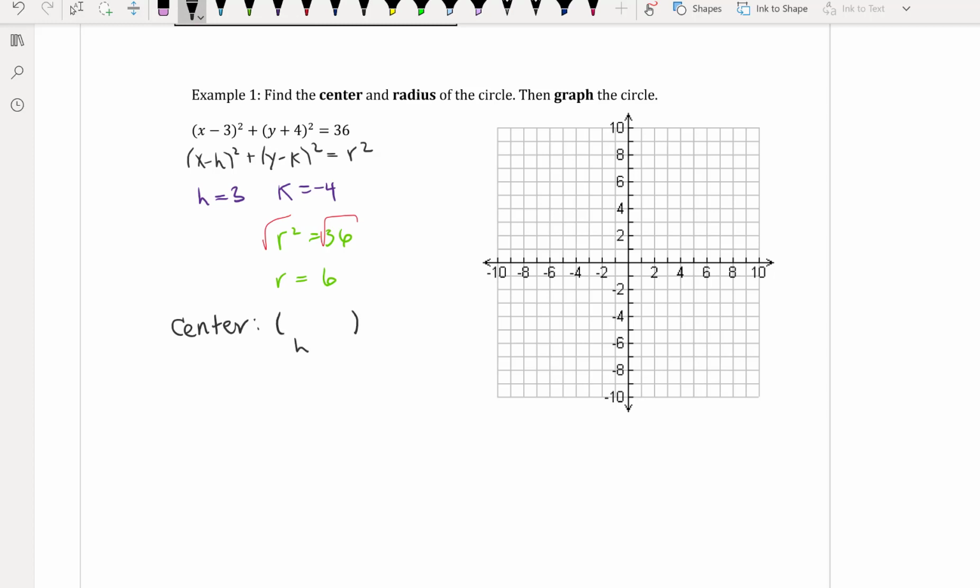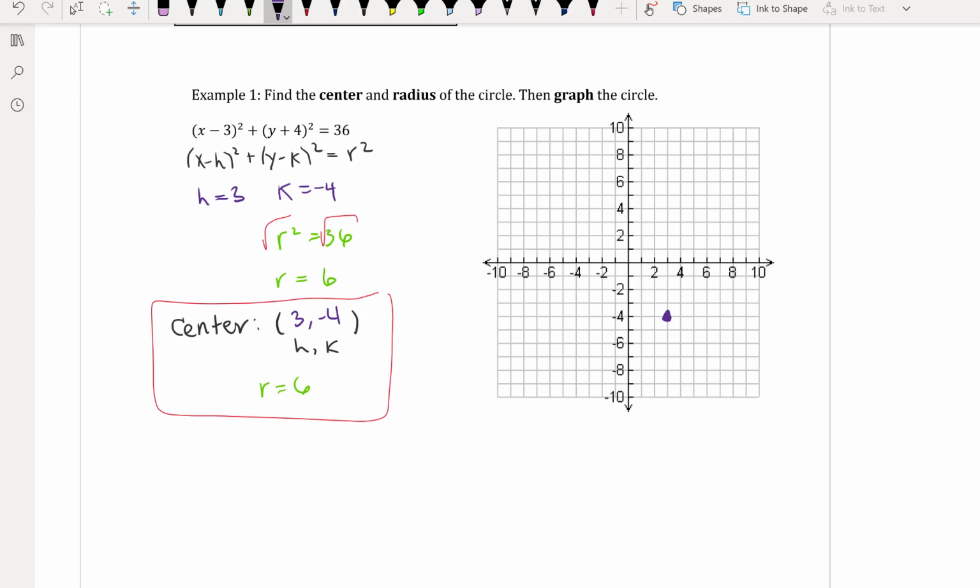is my h and my k value. So the h value that I got was 3, and my k value that I got was negative 4. And I also know that my radius was equal to 6. So that is how I get my center and my radius. Now I'm going to graph this. So first I start with making the dot or the ordered pair at the center. So I'm at positive 3, negative 4.